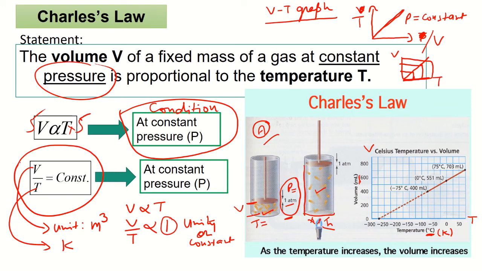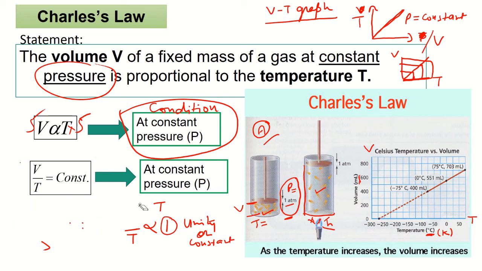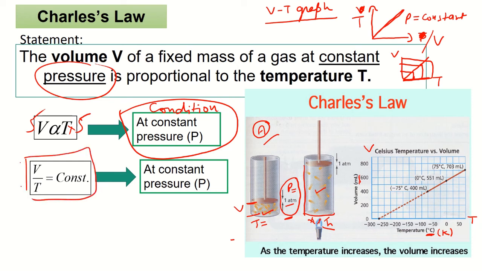So what I have to do here is prove this rule. The ratio of the volume and the temperature is constant for one gas; it will not change. So we are taking this formula and going to the VT graph, and we will take some points and see how the ratio is coming.